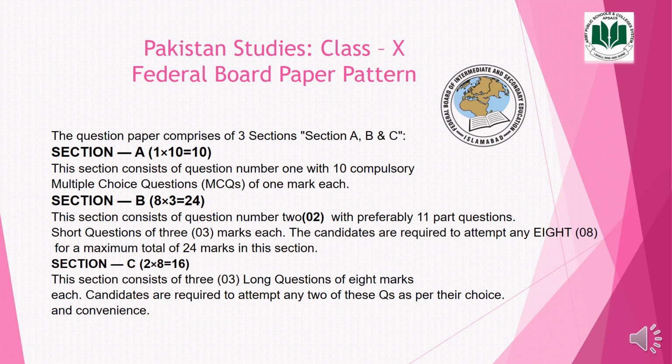After the syllabus, you should also know about the paper pattern. Dear students, it is the same as it was in class 9th. You will have to attempt the same number of questions. Section A is MCQs. 10 MCQs will come, each carrying 1 mark. Likewise, section B is the short questions portion. 11 questions will be given and you will have to attempt 8 questions only. 3 marks for each question over here.